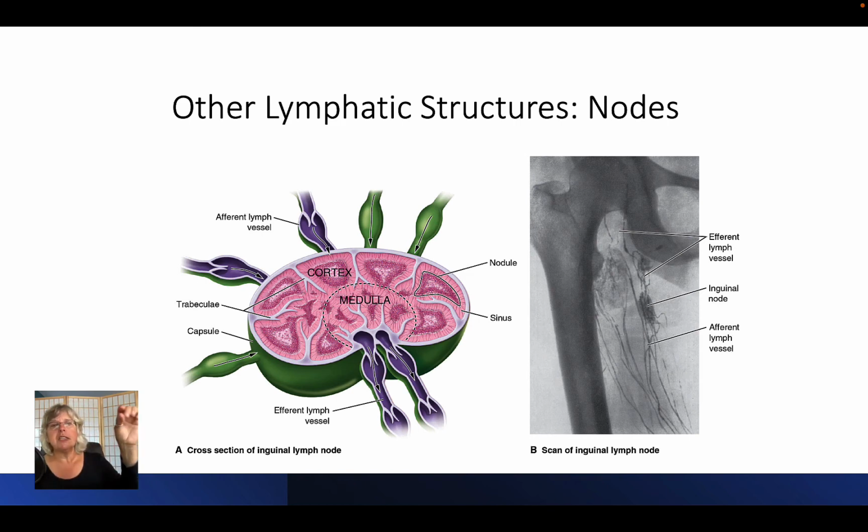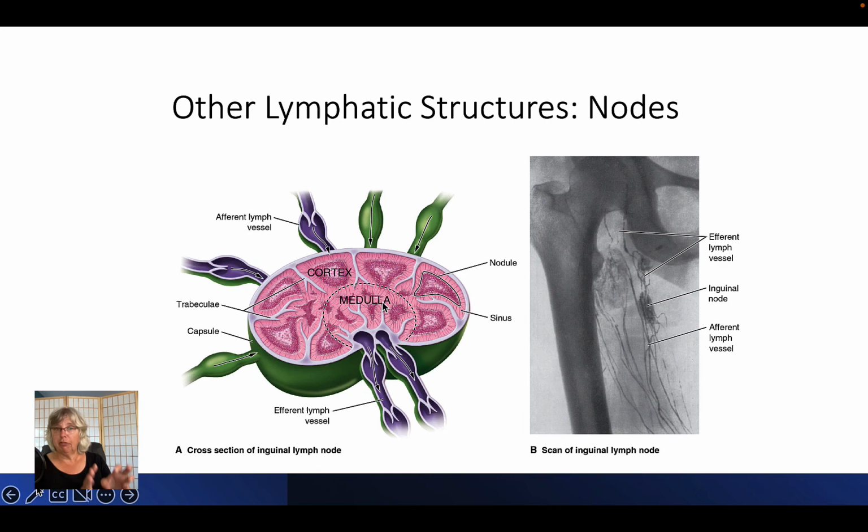One is we have several vessels coming in. These are the afferent lymph vessels carrying lymph into the node. So here we see the valves, and we see that the lymphatic fluid is on this one-way track going into the lymph node. Once we're inside the lymph node, this is where we're going to encounter our filters and our cleaning stations. And this is what's happening in here in the cortex and the medulla.